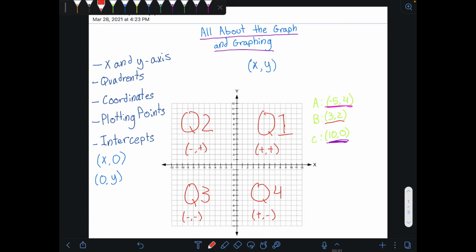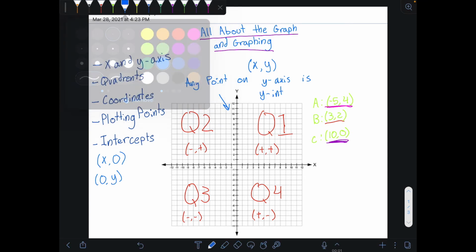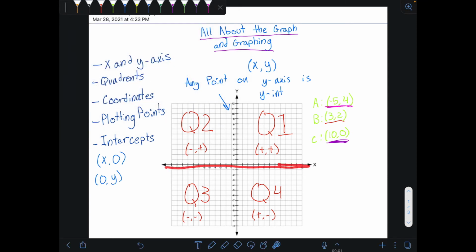Now, let's learn about intercepts. Intercepts here are pretty important, but what an intercept is, is fairly simple. An intercept is any point on the y-axis. That would be a y-intercept. So any point on the y-axis is a y-intercept. And then any point on the x-axis will just be an x-intercept.